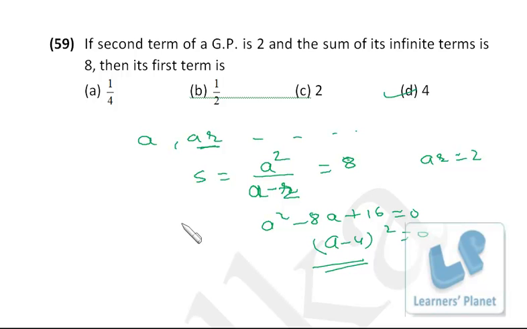And if you wish to go by the options, what you can do is S was A upon 1 minus R, and that was 8, and AR is equal to 2. So from the options you can choose the value of A. Just suppose A is 2, then R will be 1. If A is 2, then R is 1, which is not possible because you will get the denominator as 0. So this way you can discard. Similarly, you can go by the other options. Otherwise, if you go manually, then also it will not take much time, right? Pretty simple problem.